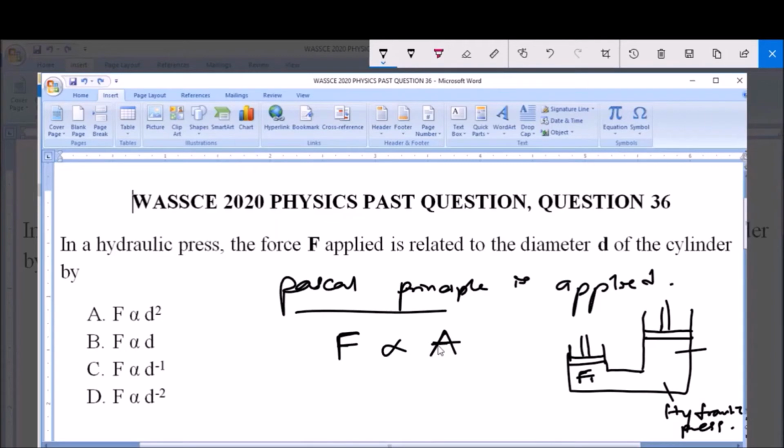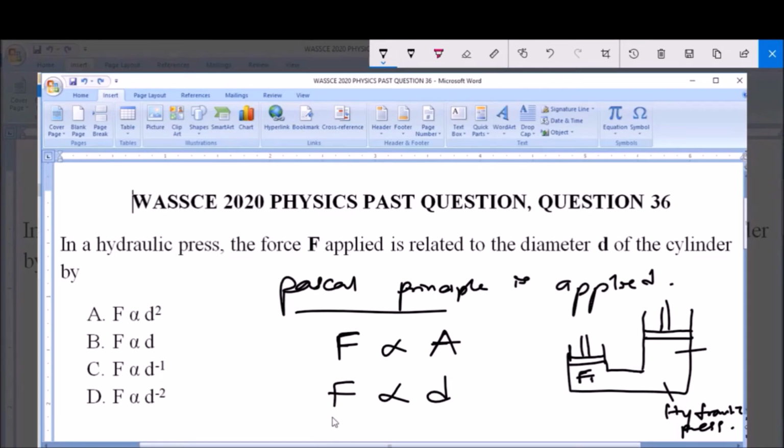Now since we know that the area of this cylinder is a result of its radius, and its radius can be used to get the diameter, we can also say that the force of this hydraulic press is directly proportional to the diameter of this cylinder, because the greater the diameter of the cylinder, the greater the radius, and likewise the greater the area, and the greater the area, the greater the force.